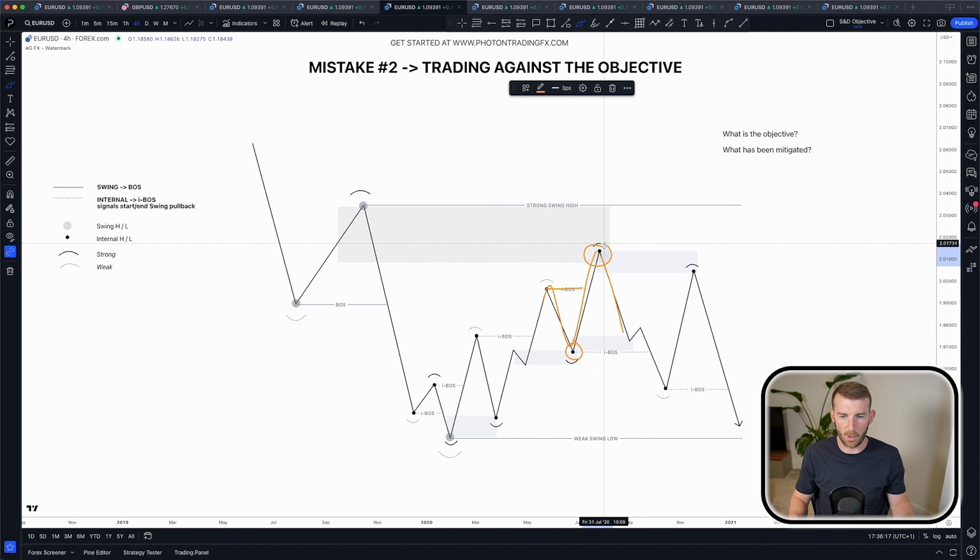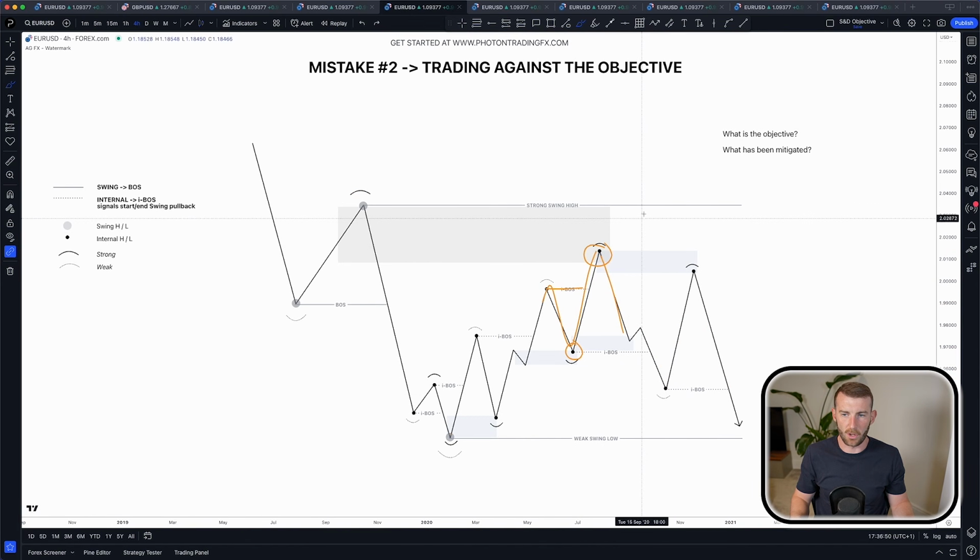So at this point, when we've mitigated premium supply at the strong swing high and we're coming back down, the objective is already complete. The reason why the internal structure shifted bullish is to facilitate that swing pullback. So if we've already got to the area in which we expect the swing pullback to end, where we expect that swing lower high to form, and we expect that next bearish leg to continue, then it's very likely the objective is complete. So what is likely to happen next to the internal structure? It's now likely going to switch bearish, right? Because the swing pullback is complete, and now it's ready to start that next bearish swing leg to the downside.